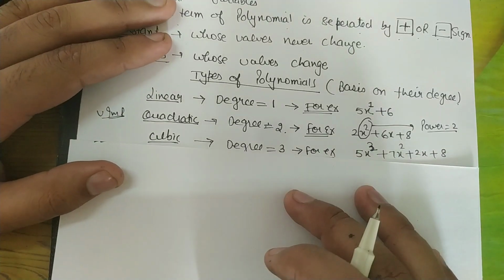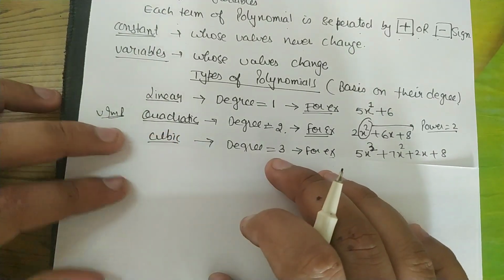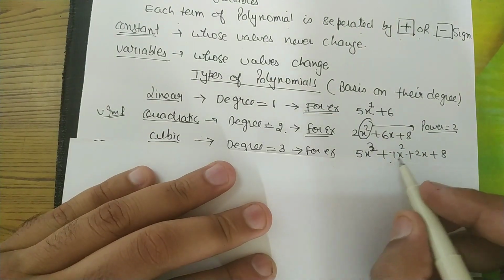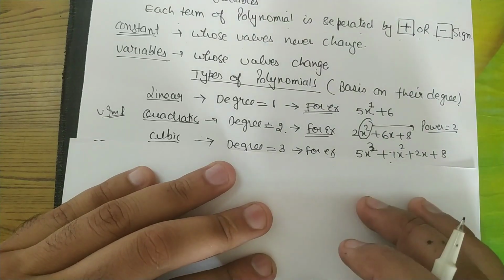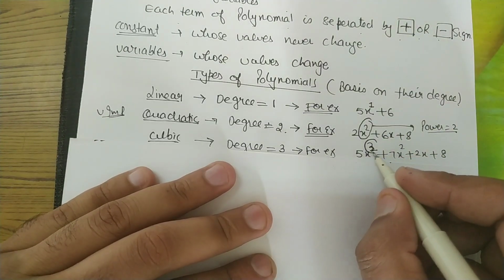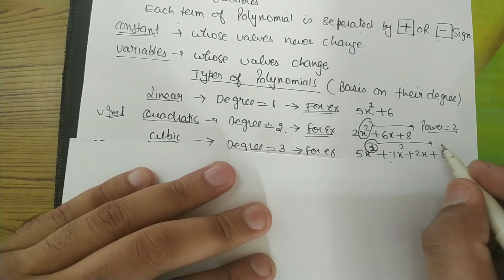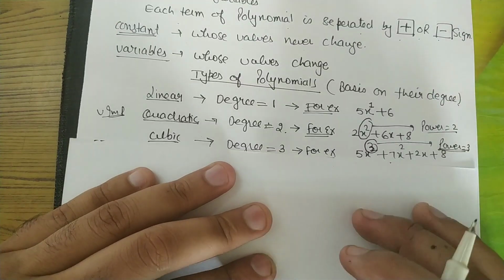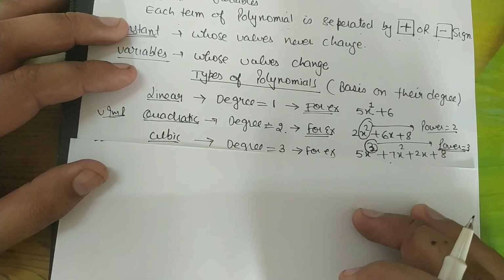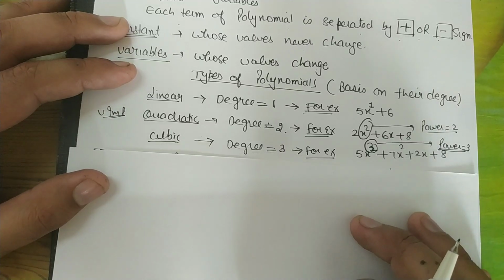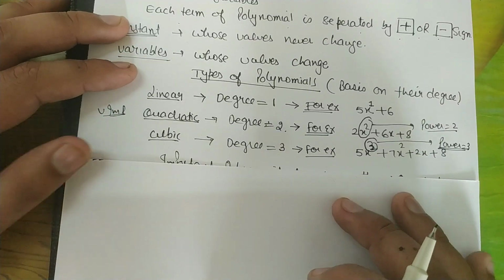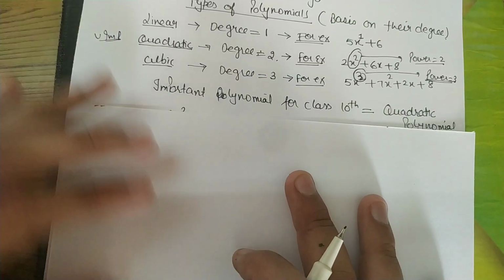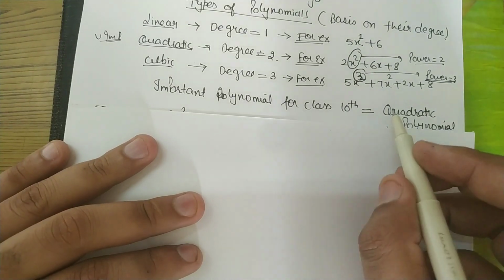And the third one is cubic. If the degree is 3, it is not so important for us. For example, 5x cube plus 7x square plus 2x plus 8. So if you see, the highest power is 3. That's why it is called cubic. Cubic means 3. Now after that I will discuss only quadratic polynomial, the important polynomial for class 10th.